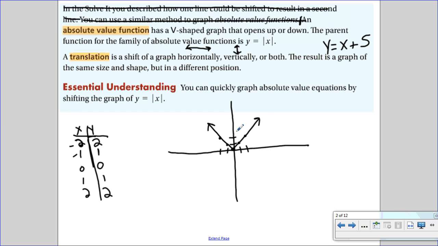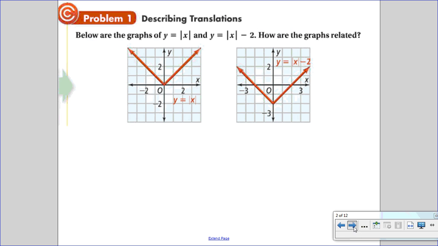So keep that in mind because that's the parent function. That's like our starting point. And anything else we add to it shifts or has some effect on this shape right here. So below are the graphs. This first one is y equals the absolute value of x. That's this one. And the second one is y equals the absolute value of x minus 2. So the question is, what did this minus 2 do?